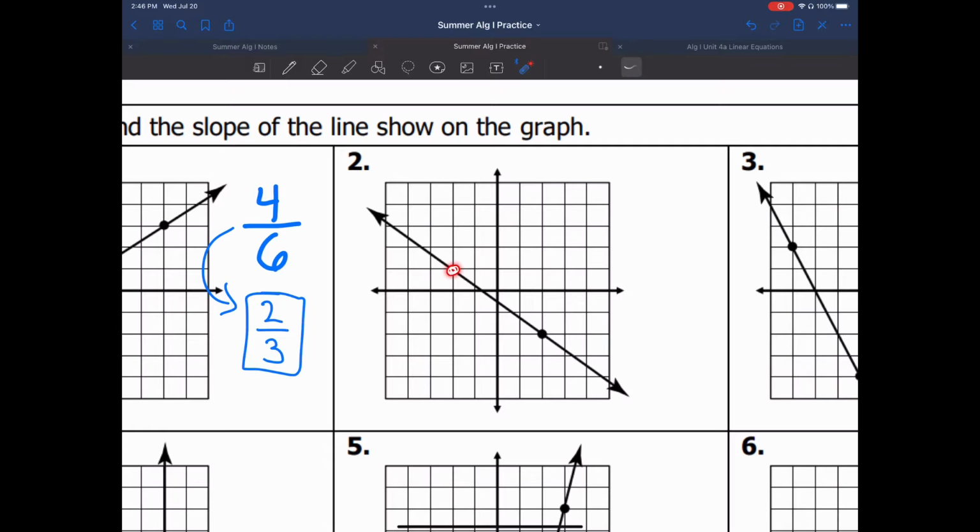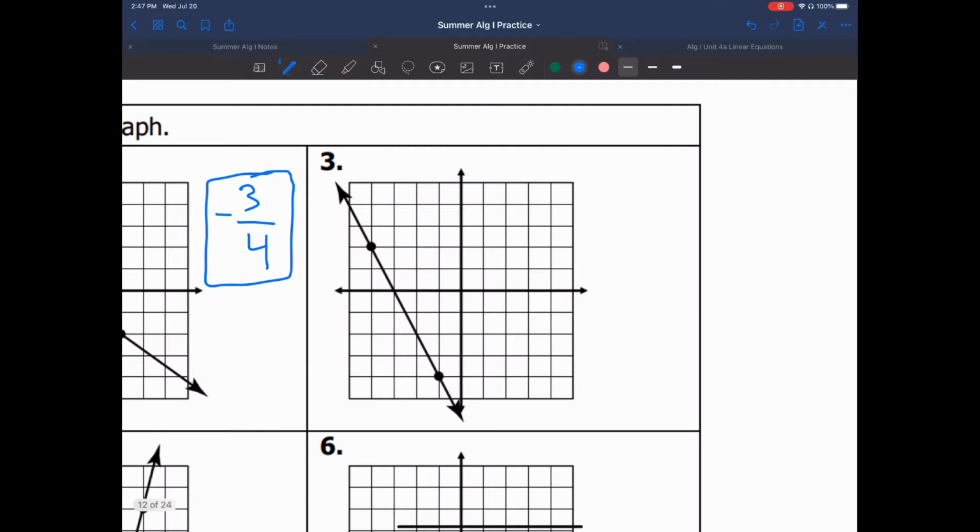If we pick these points here, let's start with the one furthest to the left. Now on this one, we're going to go down to get to our other point. So we go down 1, 2, 3. So because we go down, we're going to do -3 and over 1, 2, 3, 4. So -3 over 4 would be our slope, and that doesn't reduce, so that's final answer there.